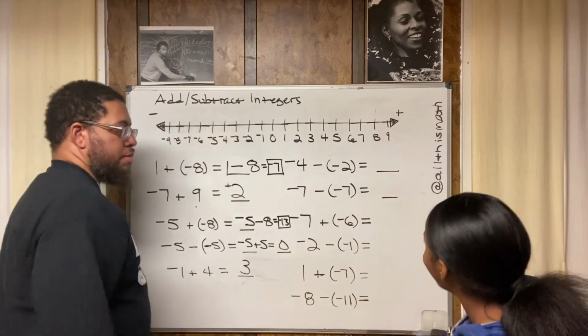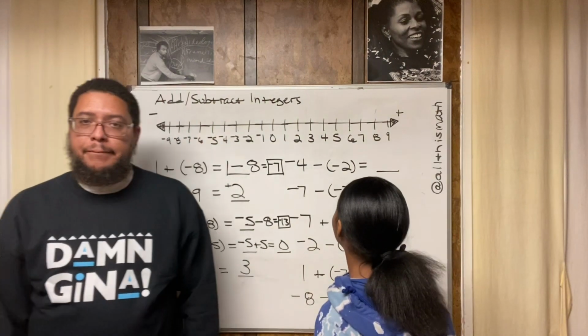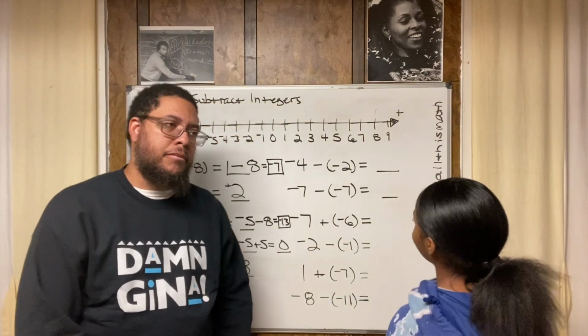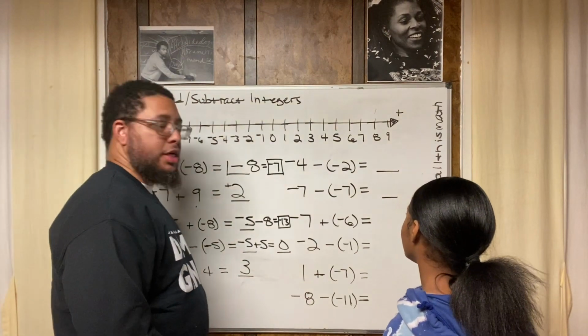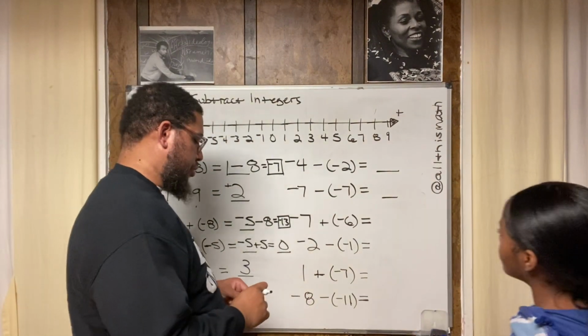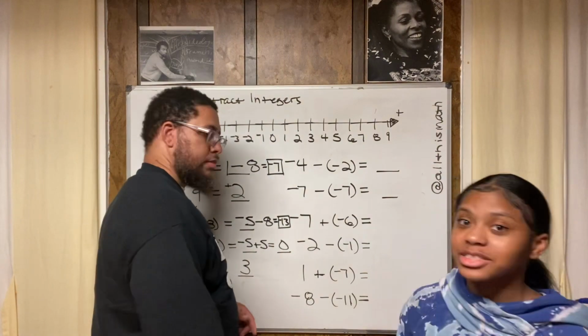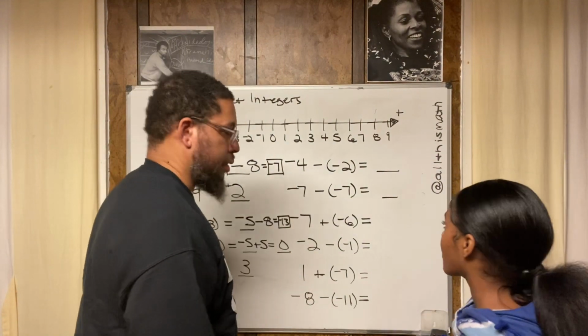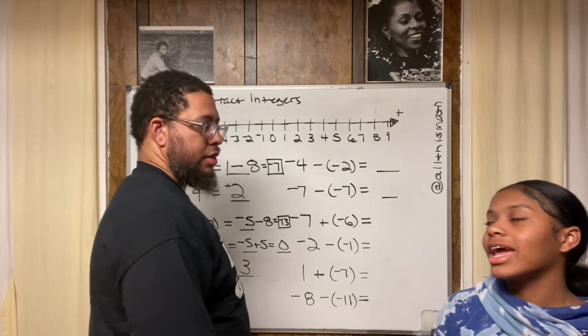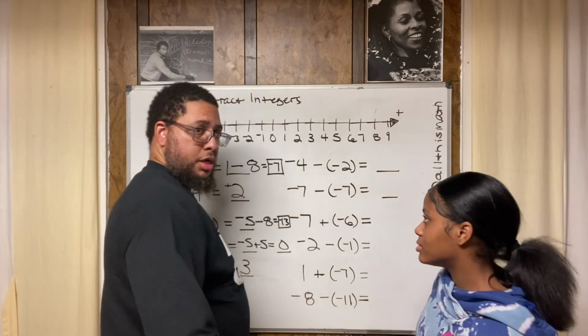What's -4 minus -2? That's a double negative. So because it's a double negative, what does that mean? What do you change it into? An addition problem. Tell me what the addition problem is. -4 plus 2.